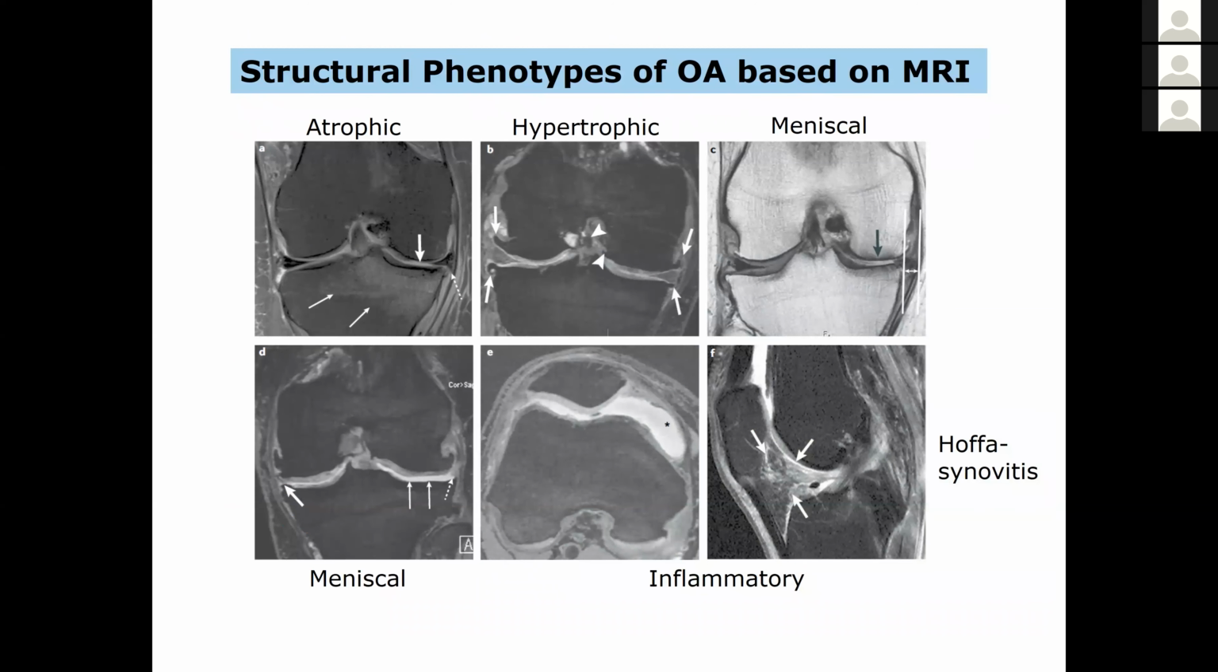in terms of using MRI to define phenotypes in osteoarthritis. There has been consideration over the years that there may be what's sometimes determined as the atrophic phenotype. Basically the atrophic phenotype is shown here as someone who's got significant cartilage loss, but very little in terms of osteophyte formation. So there's hardly any osteophyte here. And you can contrast that to a hypertrophic phenotype where there's large osteophytes that are formed on the joint margin.